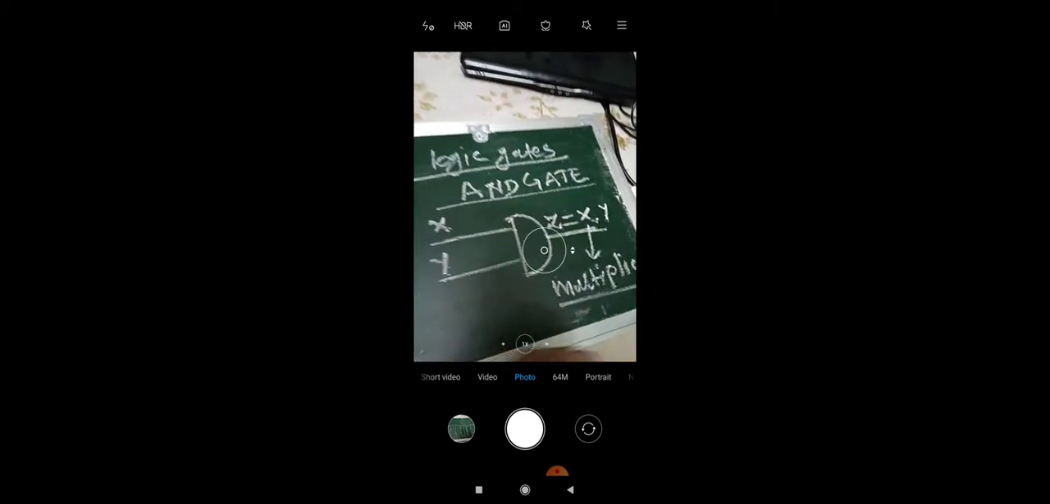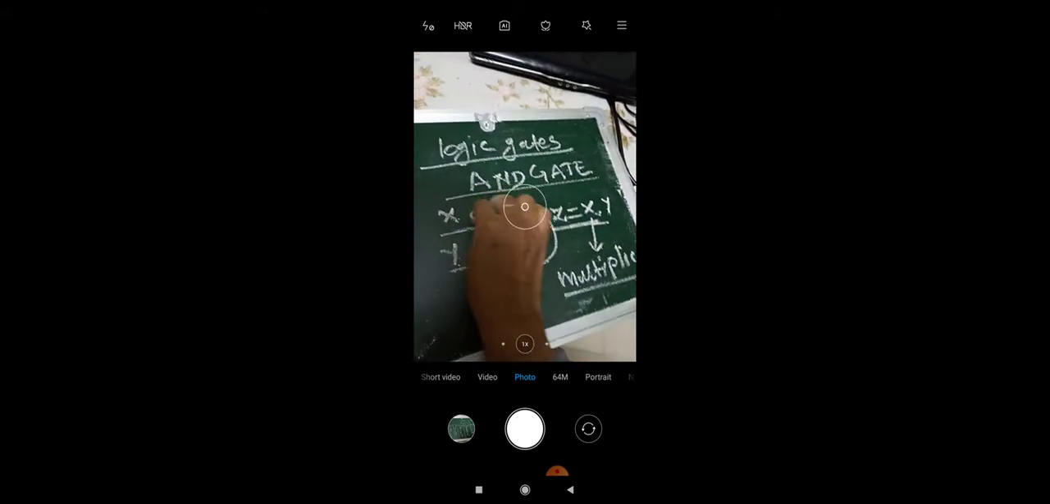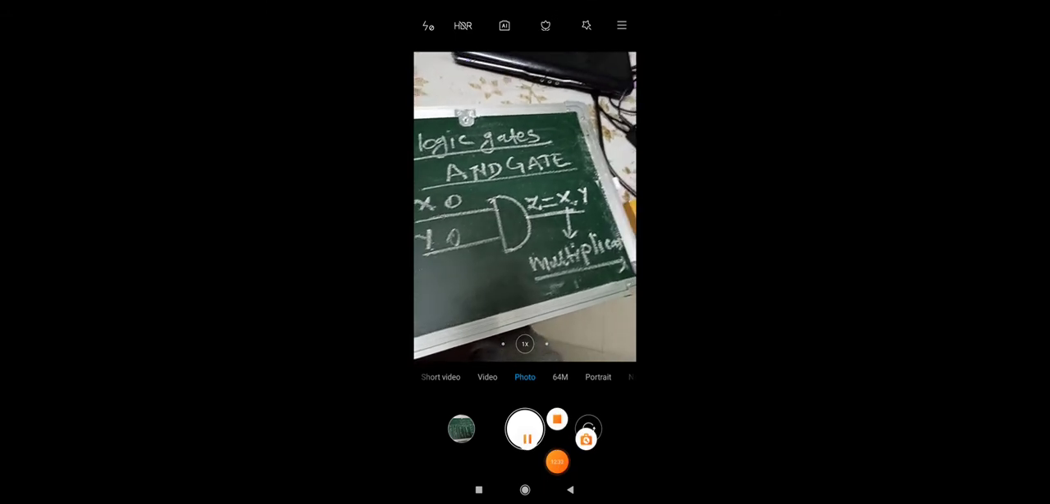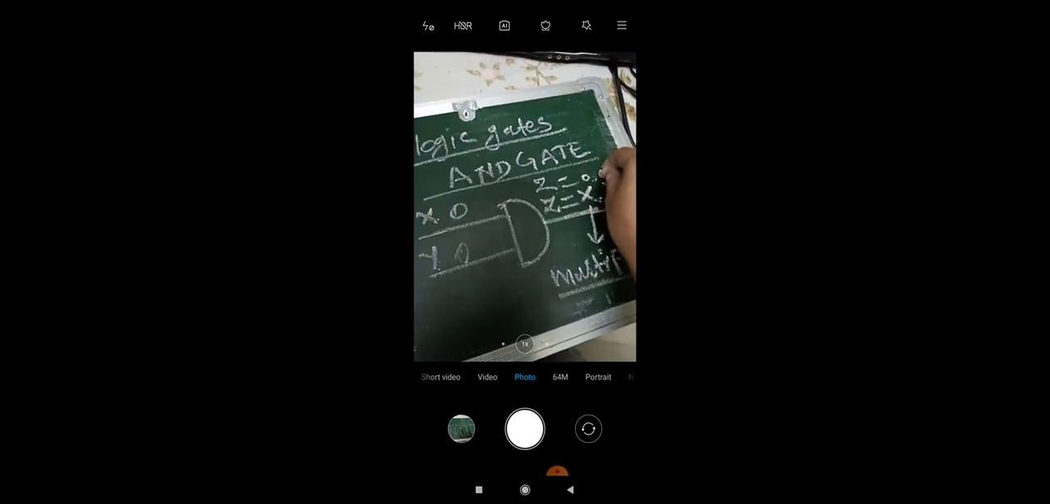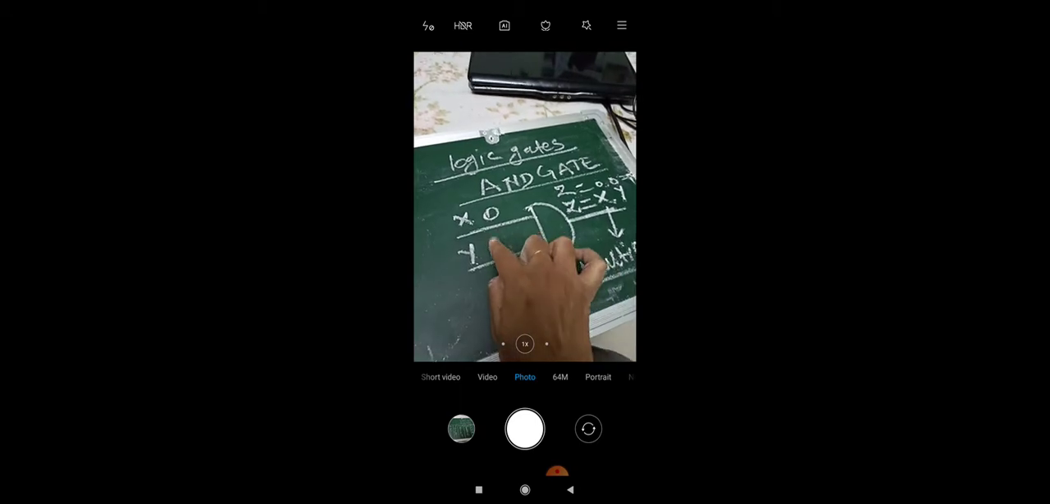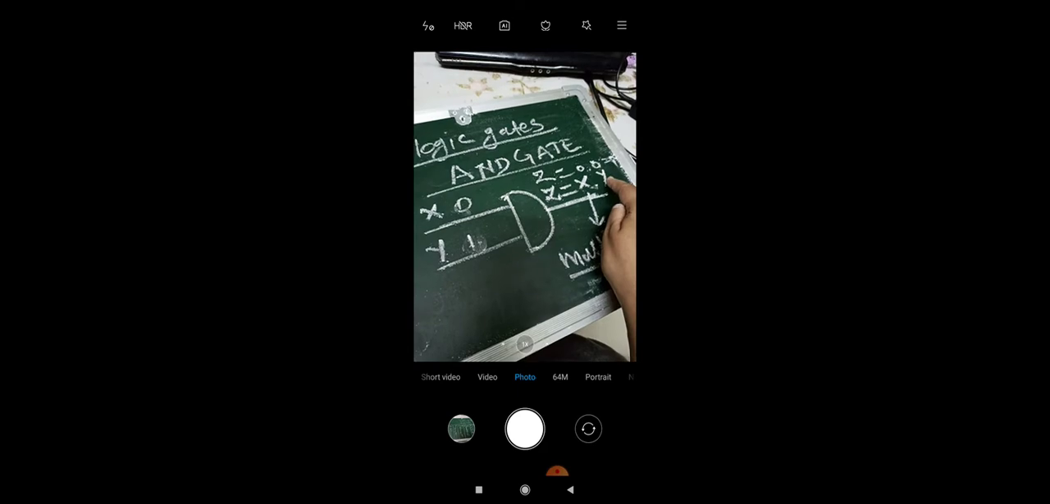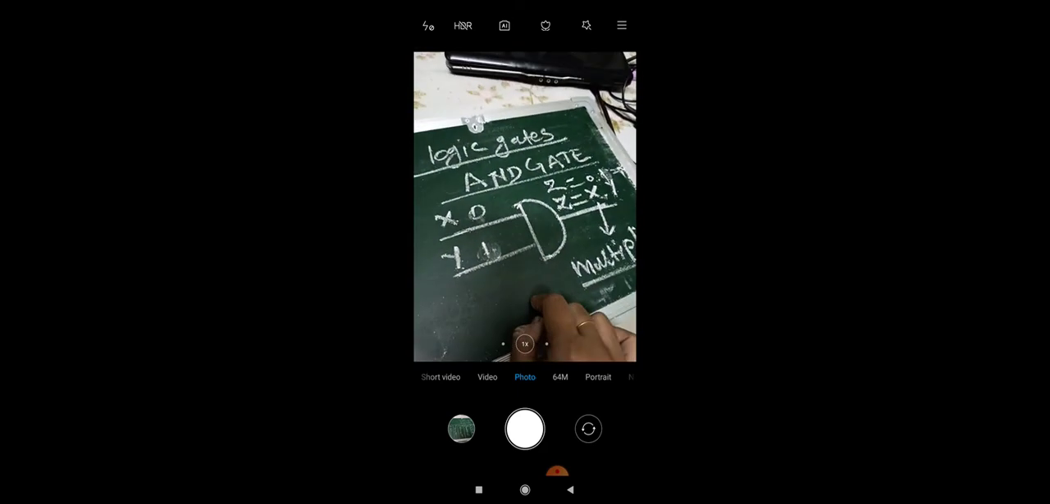Okay, this is for the AND gate. For example, if we pass the value 0 0 here, then Z equal to 0 dot 0 equal to 0. For all combinations you can check. If we pass x as 0, its complement is 1, so it should be 0 into 1. Okay, this is for the AND gate.